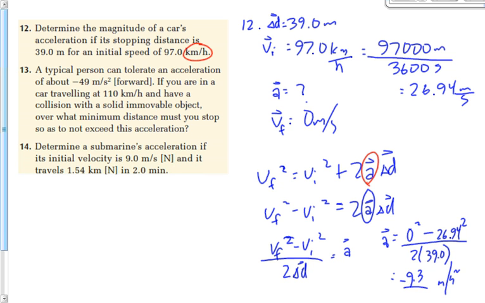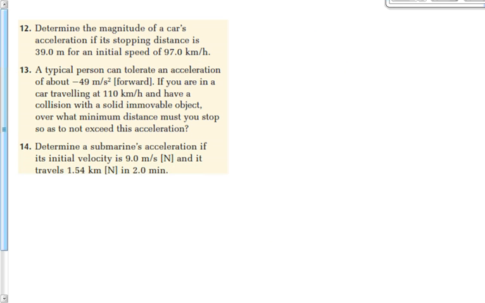All right, let's take a look at 13 now. A typical person can tolerate about 49 meters per second squared of acceleration. Okay, that's about 5 Gs. That's about what you'll experience on the Mindbender at the end of November when we're on our field trip. If you're in a car traveling at 110 kilometers per hour and have a collision with a solid, immovable object, over what minimum distance must you stop to not exceed this acceleration?